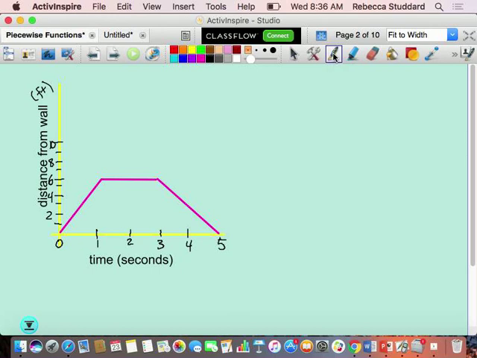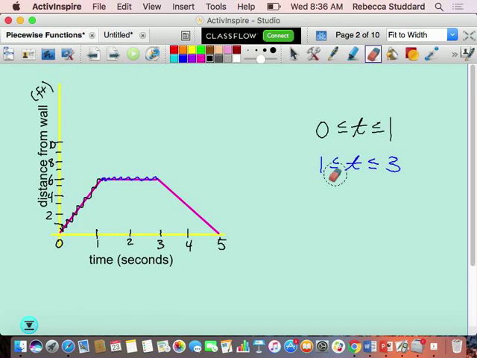You said that between 0 and 1 second, we were walking away from the wall. So there is going to be one function rule to define that piece. Then we have another function rule to define what happened between 1 second and 3 seconds. Now, I can only be equal to 1 in one place, so I'm going to let it be on the first one. And then we have another function rule to define what happens between 3 and 5 seconds.